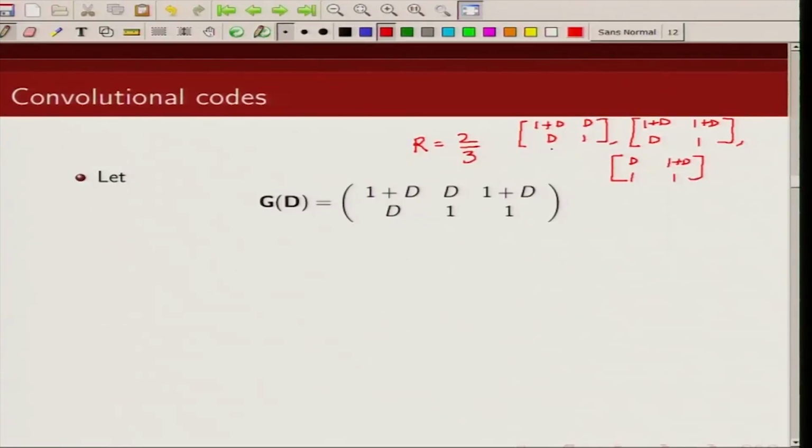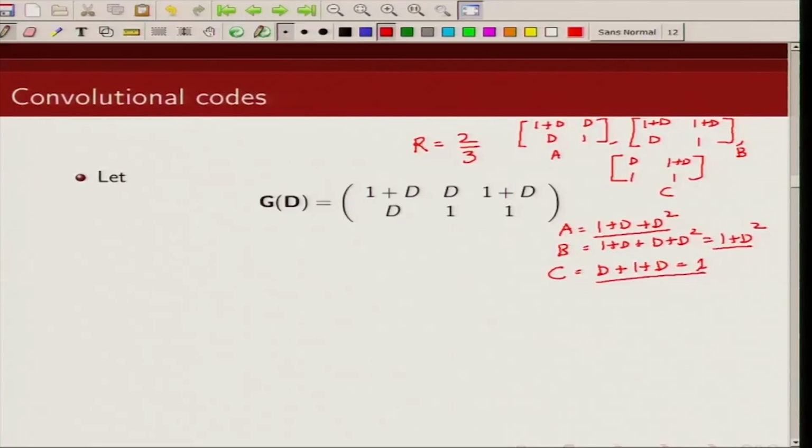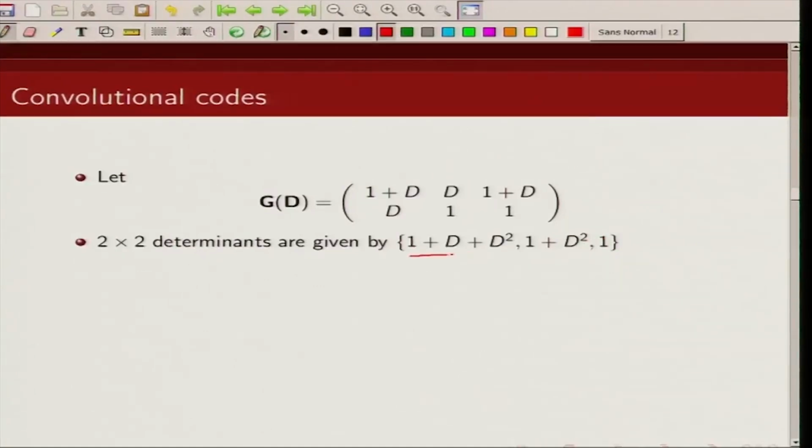Let us call them A, B and C. In case of A, the determinant is 1 plus D square. In case of B, the determinant is 1 plus D square. So, that is 1 plus D square, and C is D plus 1 plus D. So, that is 1. So, these are the determinants of these 2 cross 2 submatrices, and that is what I have listed here: 1 plus D square, 1 plus D square and 1.